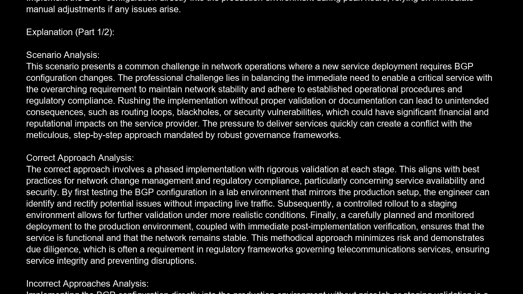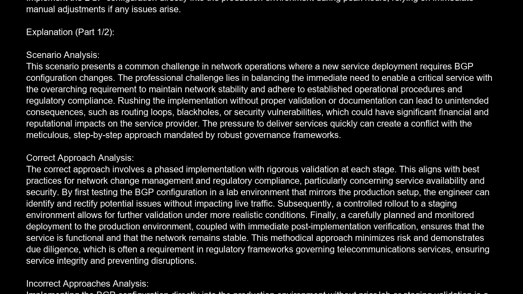configuration changes. The professional challenge lies in balancing the immediate need to enable a critical service with the overarching requirement to maintain network stability and adhere to established operational procedures and regulatory compliance. Rushing the implementation without proper validation or documentation can lead to unintended consequences, such as routing loops, black holes, or security vulnerabilities, which could have significant financial and reputational impacts on the service provider. The pressure to deliver services quickly can create a conflict with the meticulous, step-by-step approach mandated by robust governance frameworks.